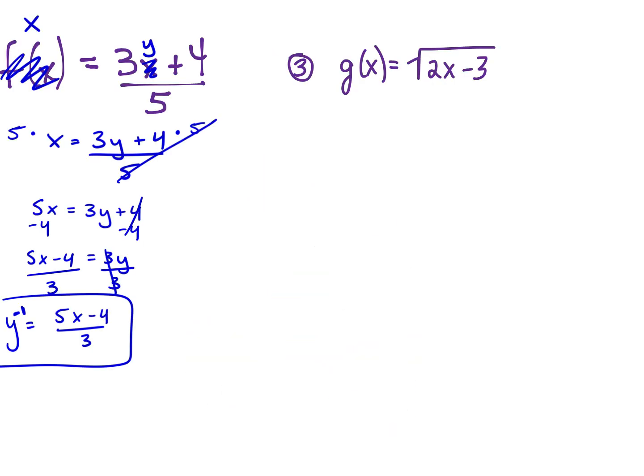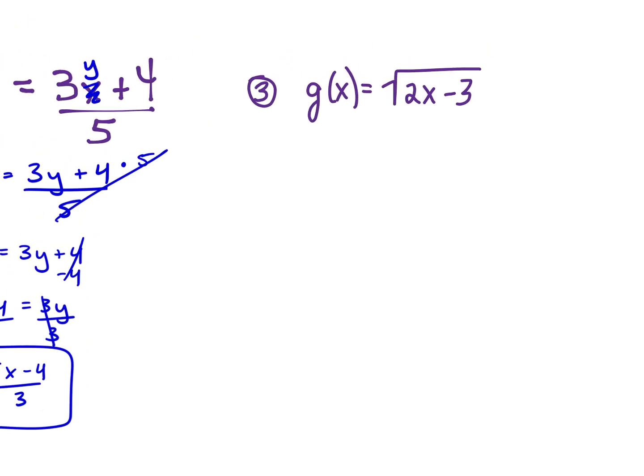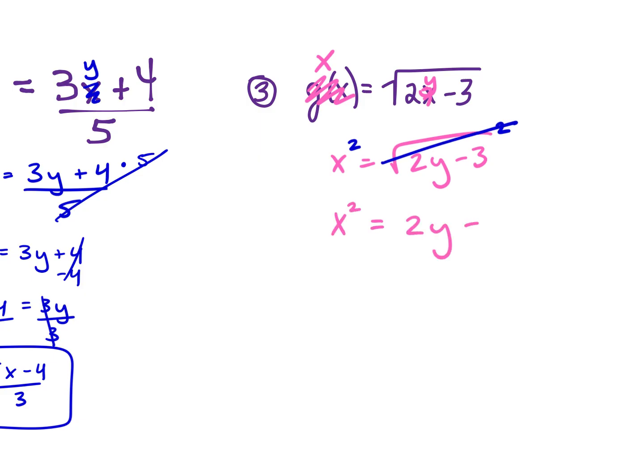All right, last one, let's do number 3. What should we do first? Change the x and y. So g of x is going to become x, and x is going to become y. So x equals the square root of 2y minus 3. So now how can we get y all by itself? We're going to square both sides. So if we square both sides, it'll cancel out with the square root. So we get x squared equals 2y minus 3.